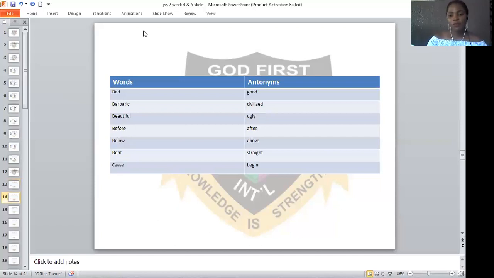So front is the antonym for the word back. Moving on, we have good and bad. She's a bad girl. She's a good girl. So the antonym for bad is good.